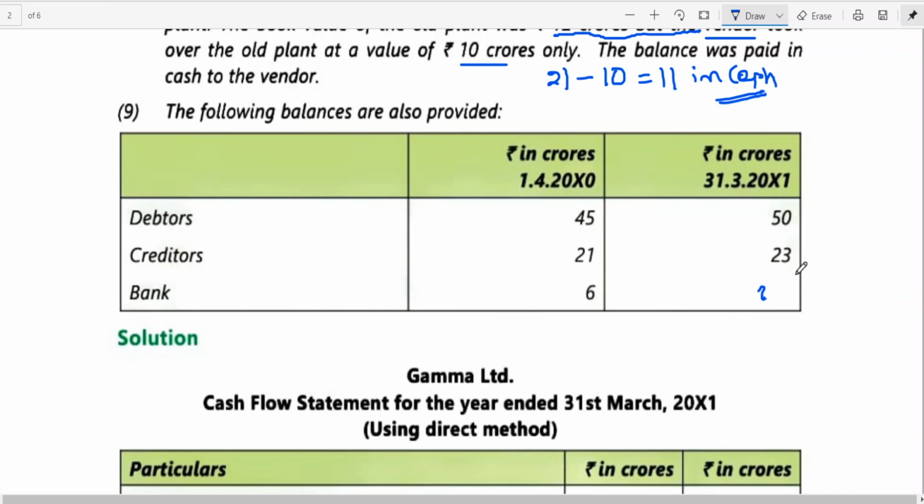When you're going for the direct method, my dear friends, please remember, we don't need to go for changes in working capital. The changes in working capital are needed only in the indirect method. The comparison of opening debtors and closing debtors is not required when you are going for which method? Direct method. But that comparison is needed when you are going for which method? Indirect method. Is this clear to all of you? Then why has this information been given? The possibility of this information is under the direct method.